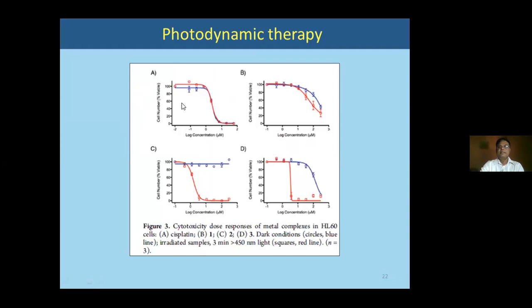You can see this one is for cisplatin, which is a known anti-cancer drug. For cisplatin, the blue line is in the dark, and the red line shows when it is treated in the light. For cisplatin, there is no effect of light. So it is cytotoxic both in the dark and in the light. But if you consider compound number 2 or compound number 3, the blue line shows it is mostly non-cytotoxic up to a certain concentration when treated in the dark. But when it is exposed to the light, it becomes very cytotoxic with increasing concentration of the compound.